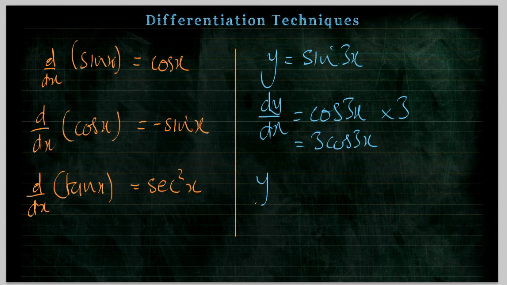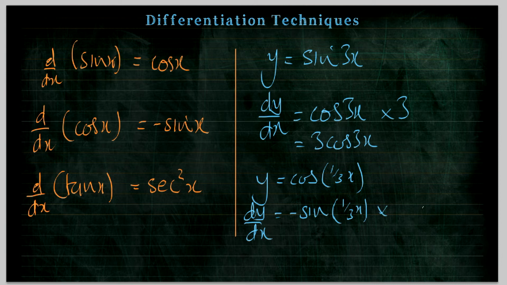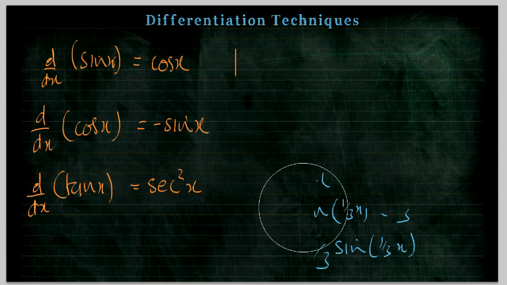Similarly, if I said y is equal to, let's say, cos of 1/3 x, so the derivative, so dy by dx, will equal minus the sine of 1/3 x multiplied by 1/3. And you can tidy that up by writing it out like this. Okay, so minus a third sine of 1/3 x.